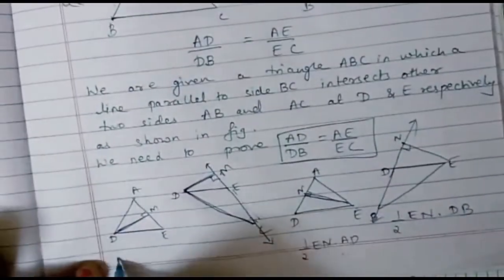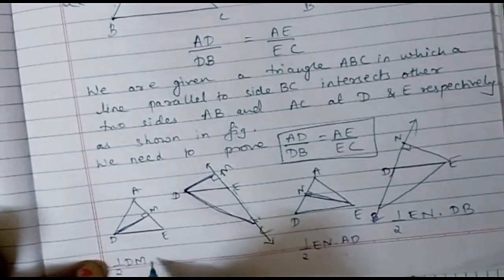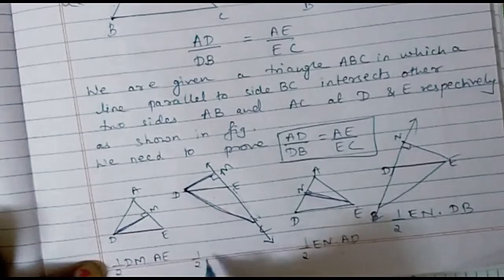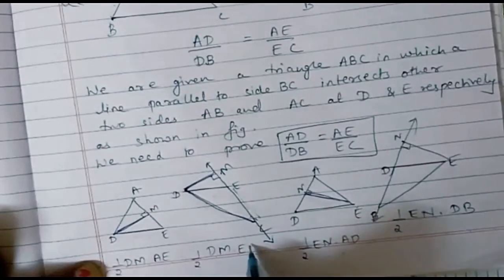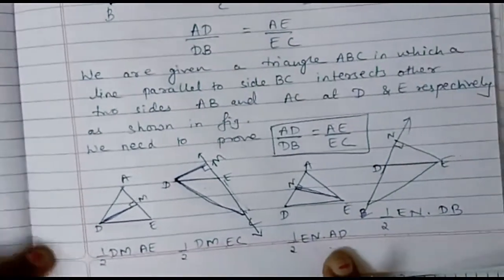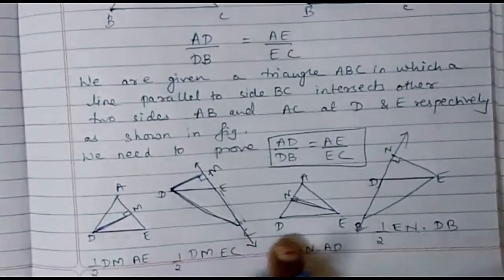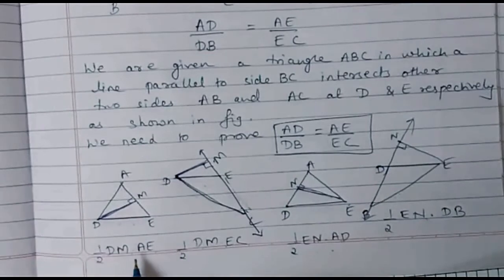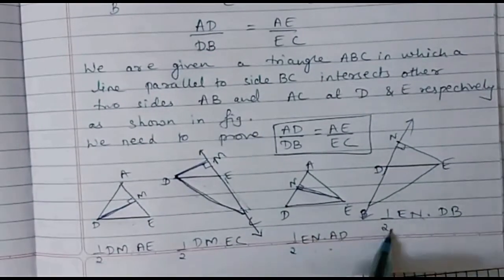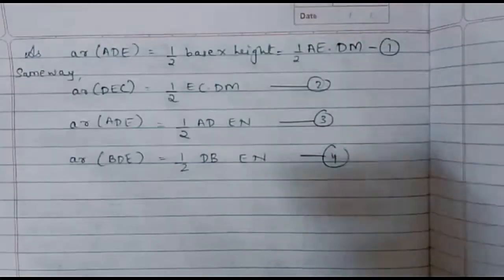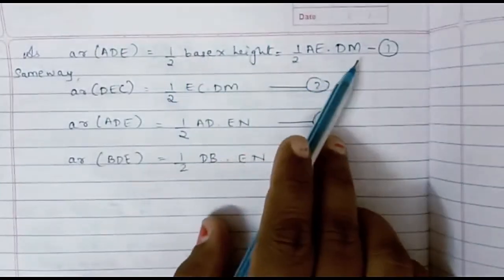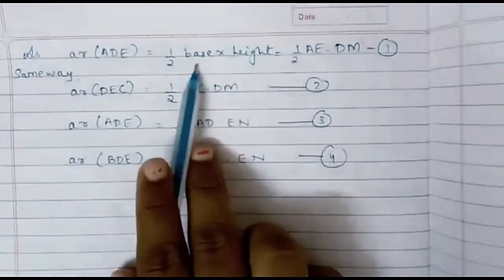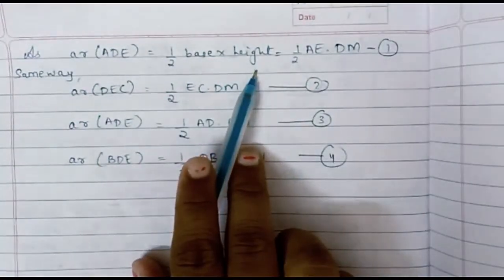Here also I'll write it was half into DM into AE. And area of this triangle DEC was half into DM into EC, right? This we will write systematically, but first you can understand from the figure. So let us take these 4 results as result number 1, 2, 3, 4. Okay. So you can see here I have written everything as result number 1, 2, 3, 4, mentioning all the 4 triangles using the formula of half base into height.